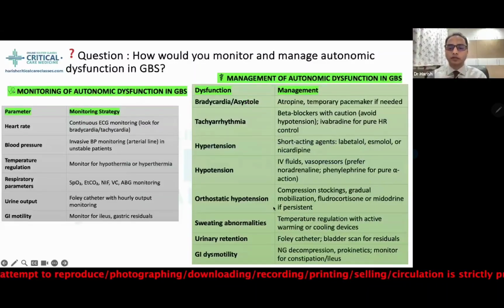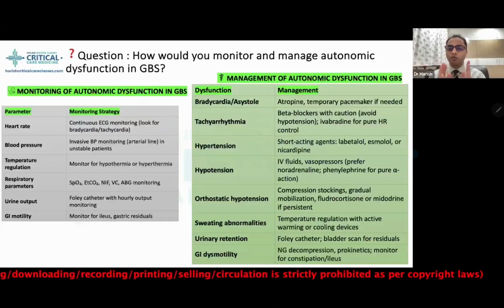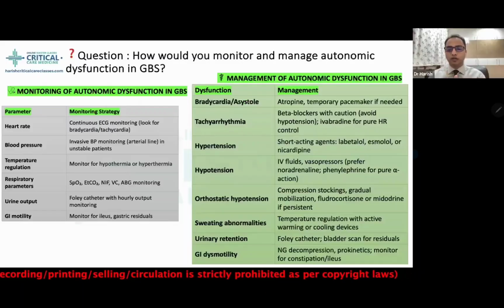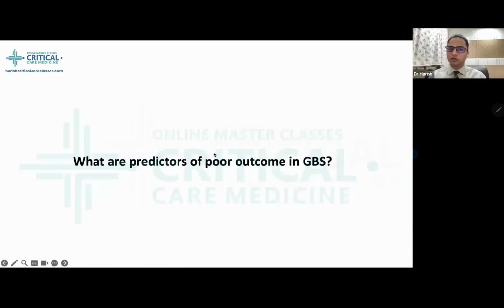For sweating abnormalities, we can regulate the temperature with active warming or cooling devices. For urinary retention, do a bladder scan for residual urine and put in a Foley catheter for hourly monitoring. For GI dysmotility, nasogastric decompression and prokinetic agents, and monitor for both constipation and ileus. That is how we are going to manage the autonomic dysfunction in GB syndrome.